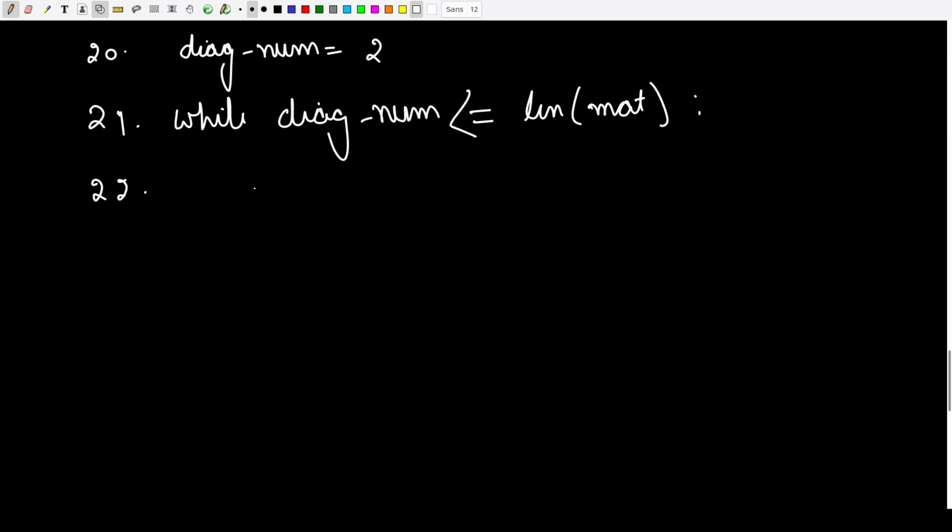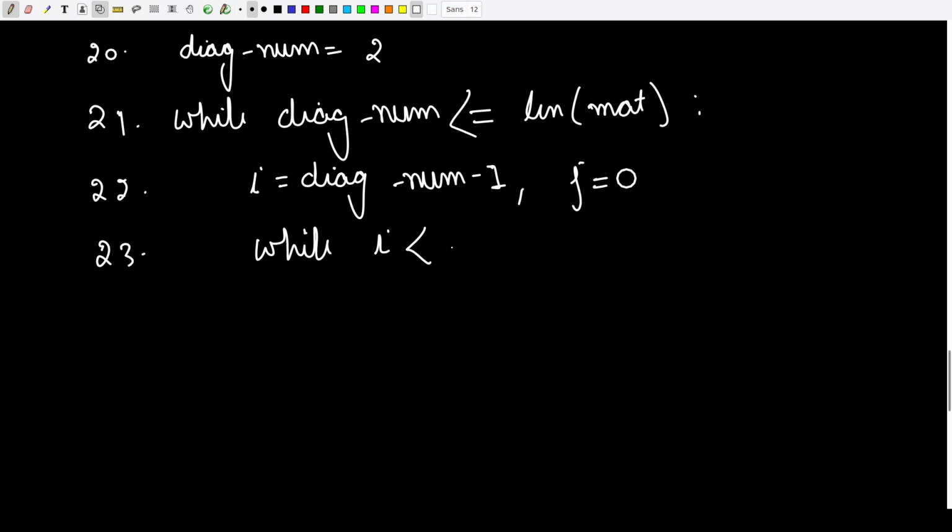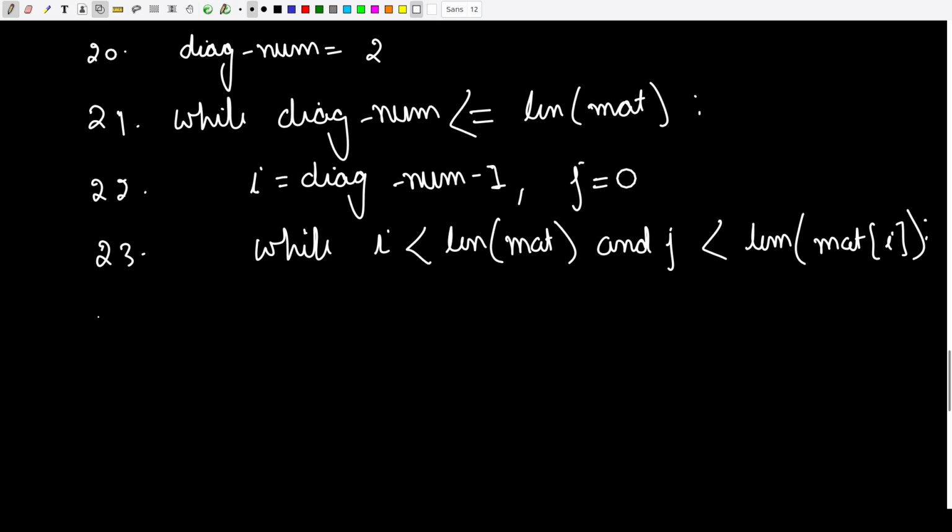And now let us initialize our I and j. So here I will be equals to diagonal number minus 1, and j will be equals to 0. So for lower diagonal, I have not discussed it, but if you analyze with the same reasoning, you will come to a conclusion that j is equals to 0 and I is equals to diagonal number minus 1. So now let's proceed forward. So while I is less than length of matrix, j is less than length of matrix of I. If this is the case, then let us iterate on the diagonal.